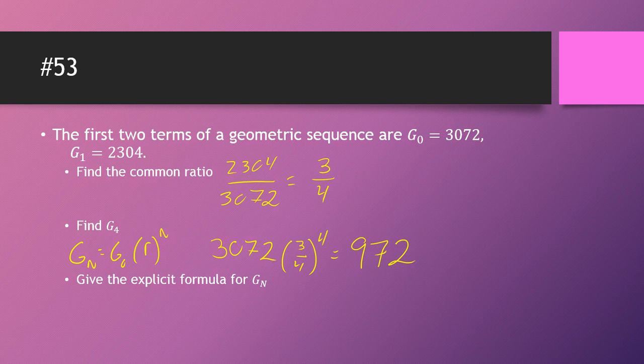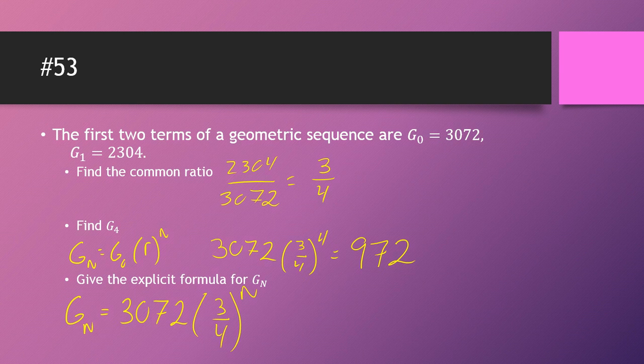Now it wants to know the explicit formula, which is just the general formula, the one that's going to have a variable in it, in this case n. What you're going to do is have g sub n is equal to, and you plug in g sub 0, 3072. You plug in the ratio, 3/4. And where the n goes would be the power, so it would be to the nth. And that would be your explicit formula. And that's it for that one. So geometric sequences are pretty easy.